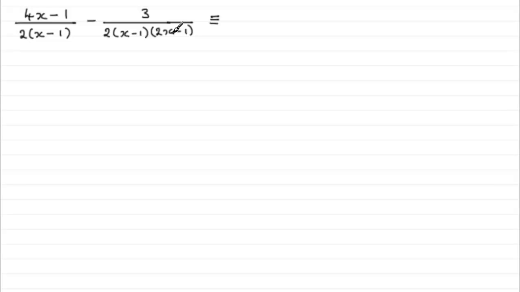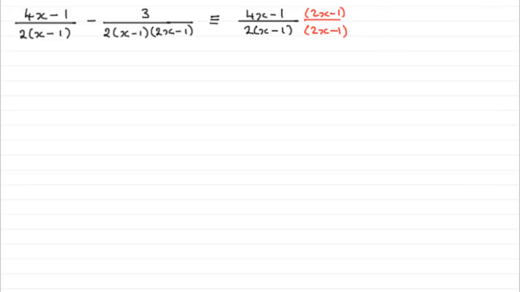We're short of the factor 2x minus 1 here, so what we could do is just copy down this first fraction, 4x minus 1 over 2 bracket x minus 1, and we could multiply top and bottom here by 2x minus 1 over 2x minus 1. It's as if we're multiplying this fraction by 1, so it's not going to alter the value of it, it's just going to change the look of it.